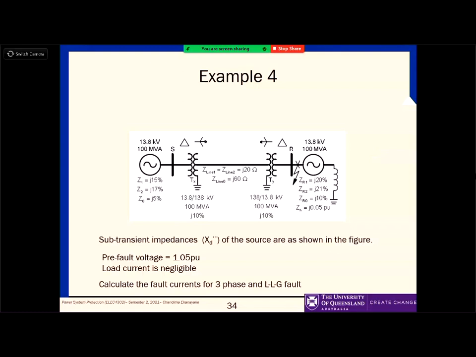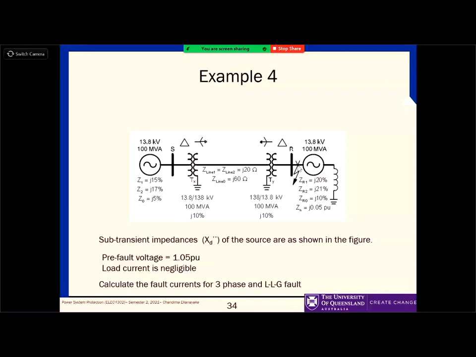Okay, so this is another question. You can see that these two are connected in YY, and they are grounded as well. But the fault is on the delta side.